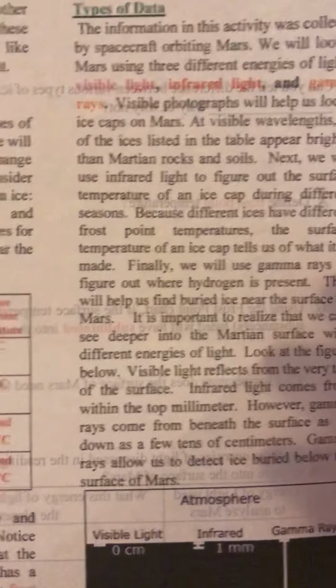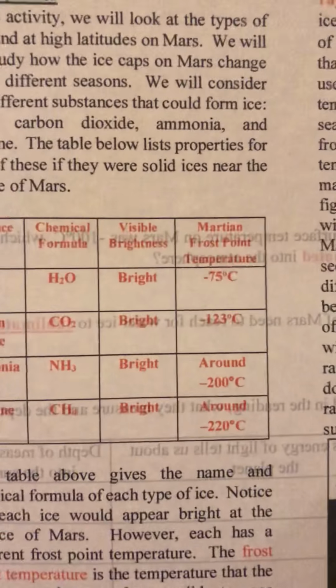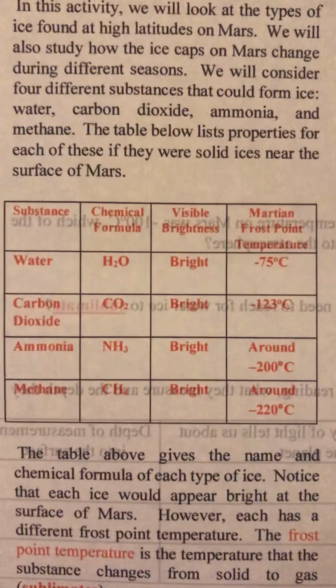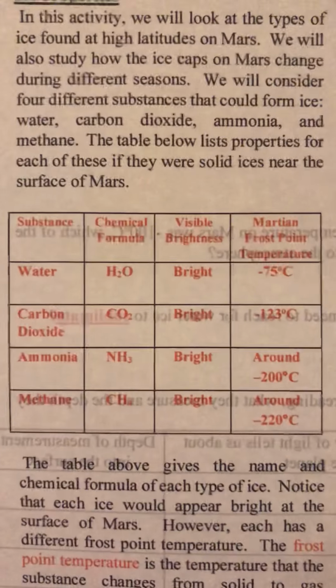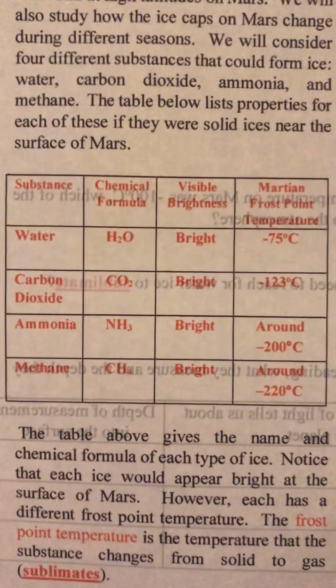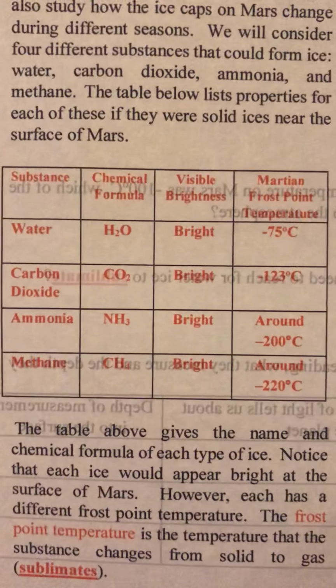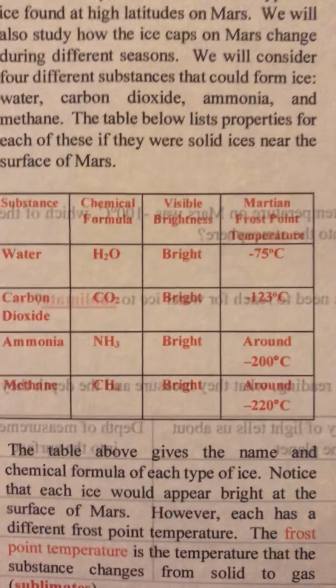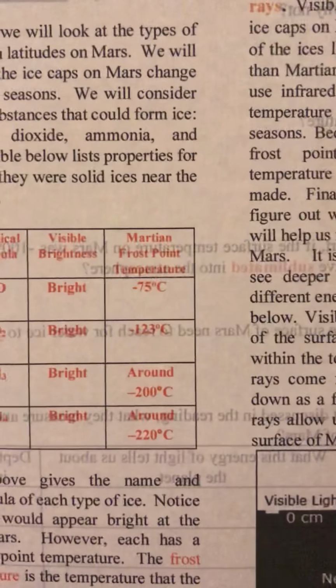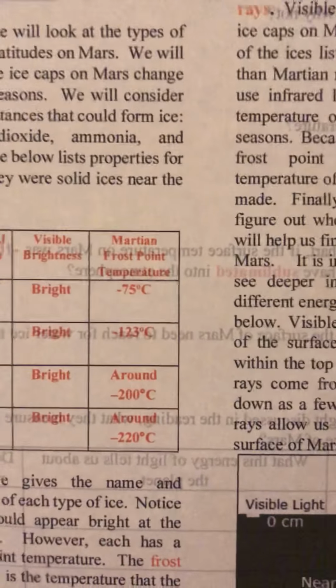The infrared light will give you different temperature values, and so they show the Martian frost point temperatures there, and you can see negative 75 for water, negative 123 for carbon dioxide, around negative 200 for ammonia, and around negative 220 for methane.